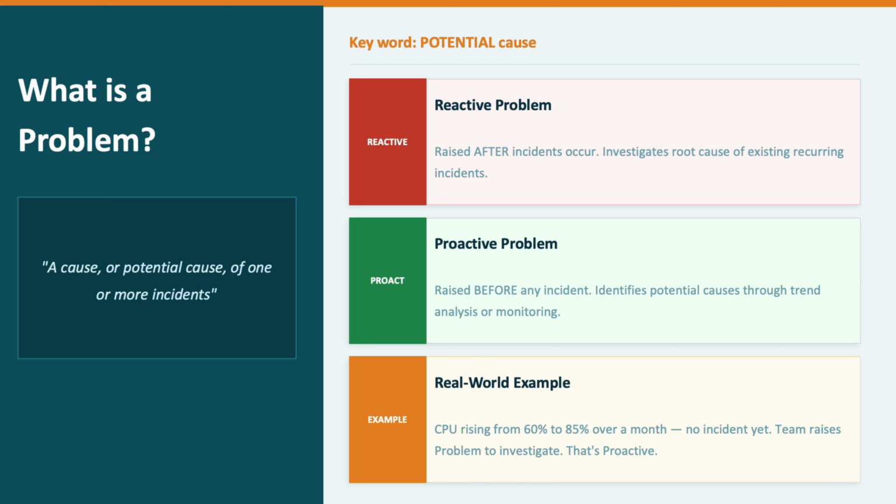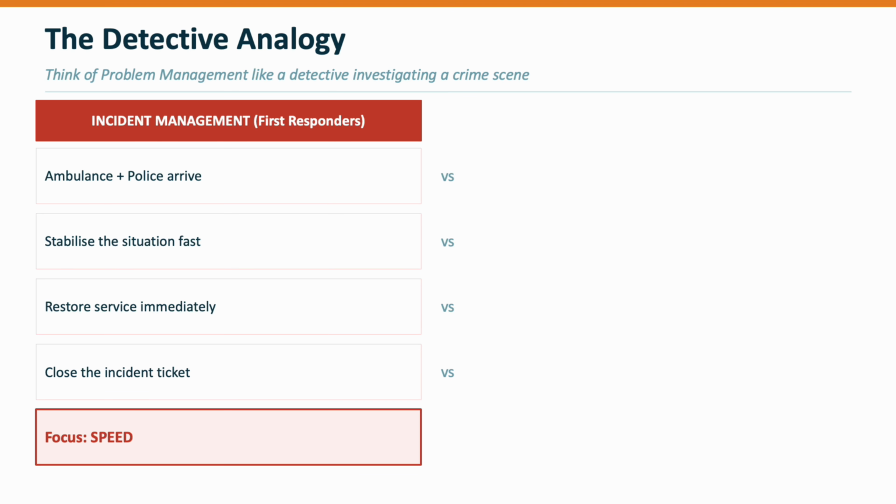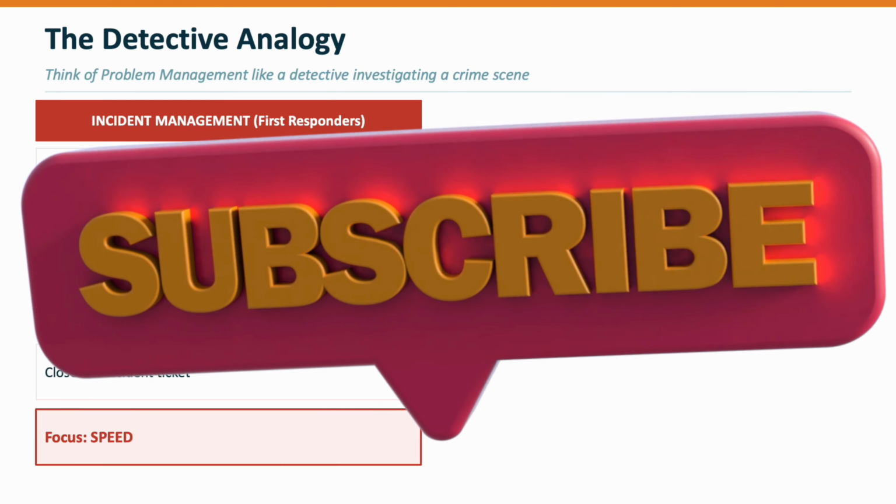Then comes a detective analogy, which we will try to understand. Think of a problem like a detective investigating a crime scene. Suppose an incident has happened, and first responders like your service desk team respond to the incident. Consider that team as the ambulance or police arriving. They stabilize the situation, talk to the users, restore the service immediately, and close the incident. What have they focused on? They have focused on speed, how early we can resolve those problems.